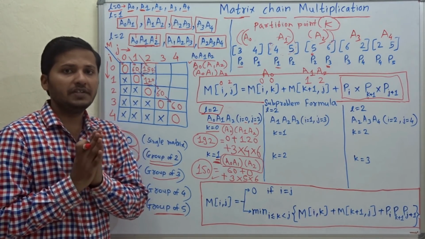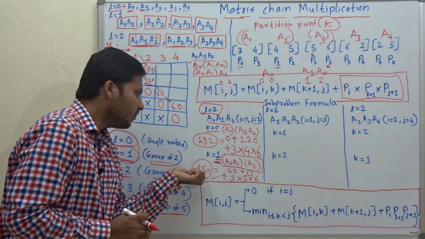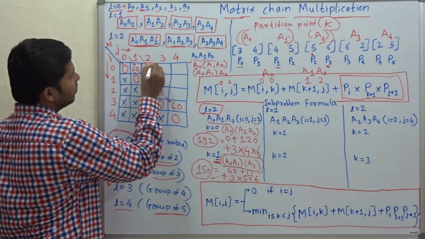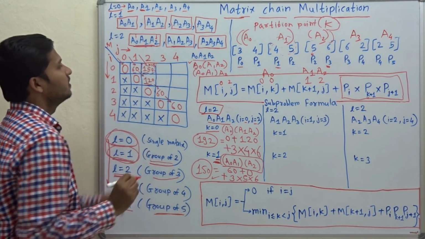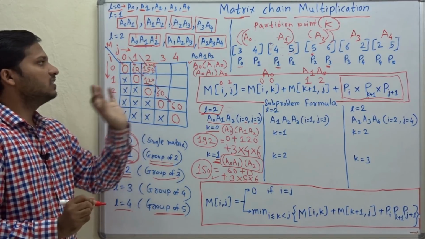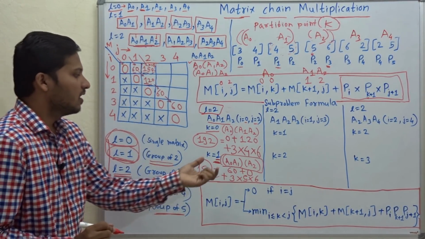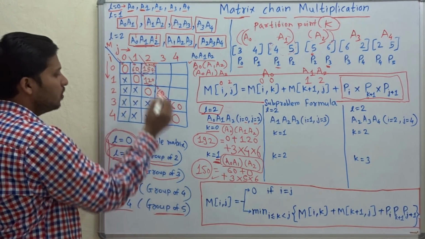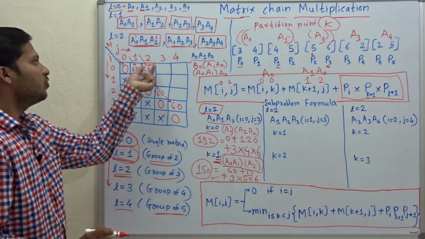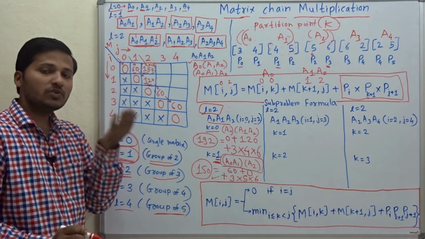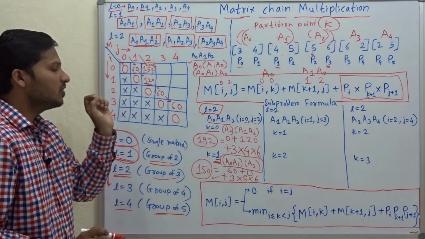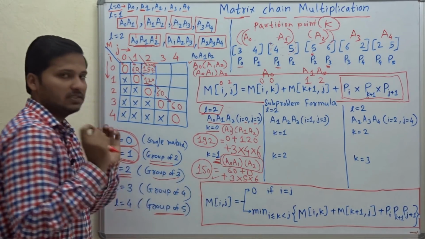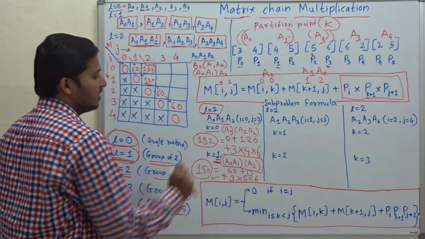And one more important point here. See, for calculating 150, what is the partition point? That partition point is k equal to 1. So you have to store k equal to 1 here. This helps us to know how the partition is for this group. For 0 to 2, what is the partition point? You have to memorize that partition point so that when you go in reverse, you can understand in what way we have multiplied these matrices. You can find out that arrangement of matrices.